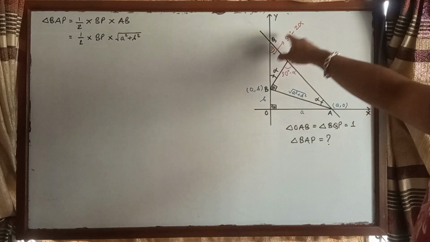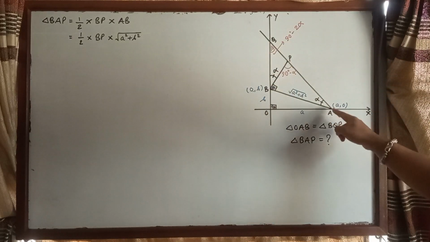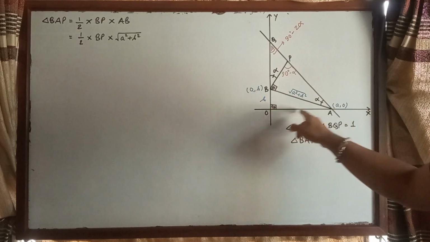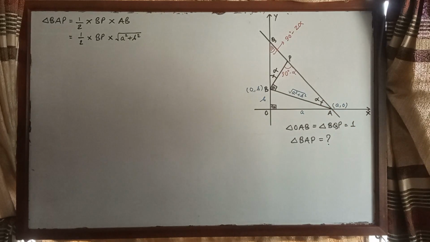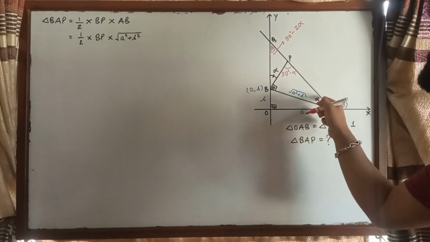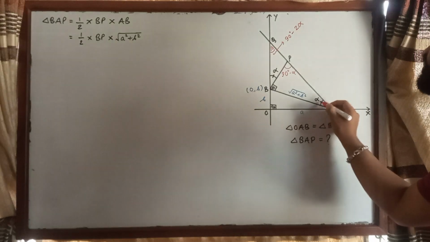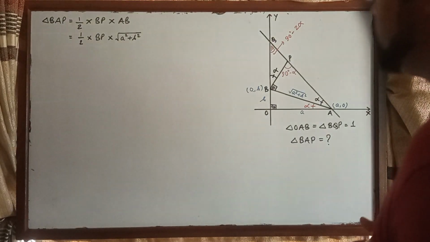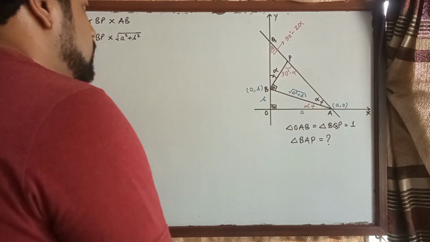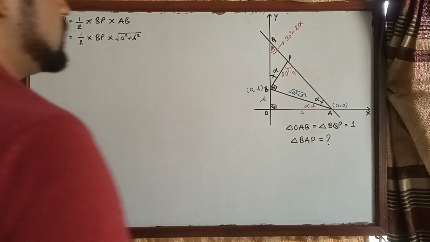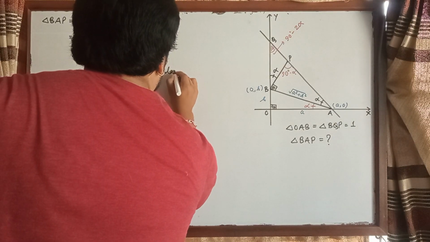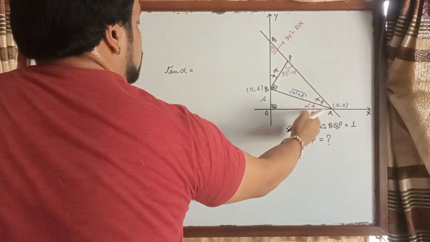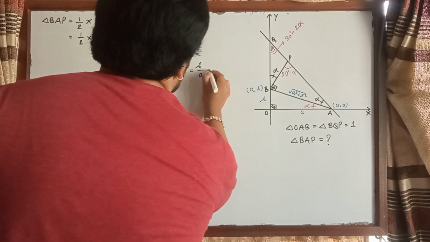Since this is 90 degrees minus 2 alpha, let's take a look at the big right angle triangle. This is 90 minus 2 alpha, this is 90, so this entire angle is 2 alpha. But we are given that this angle is alpha. So since the entire angle is 2 alpha, this angle will be alpha. Now tan alpha will be required. Tan alpha means b over a, like this.